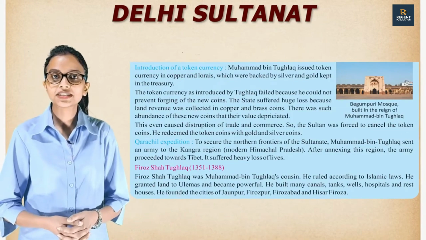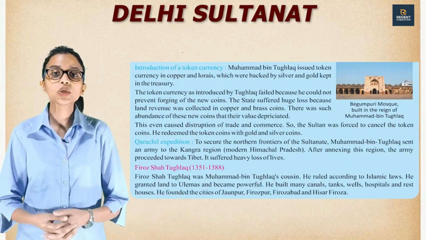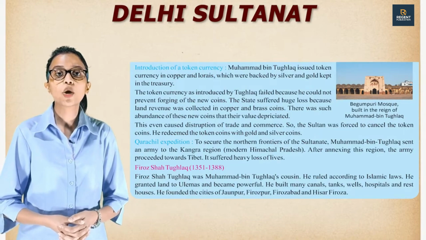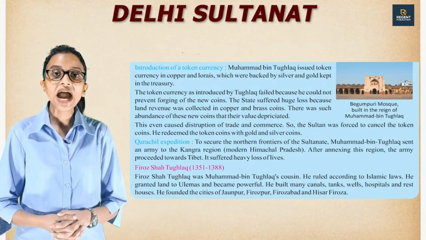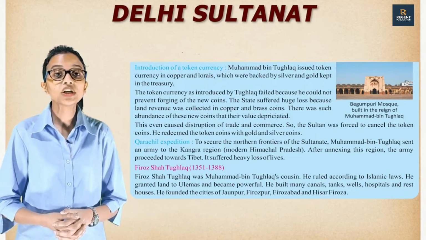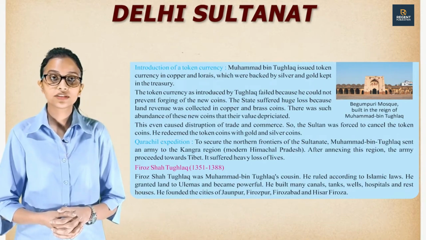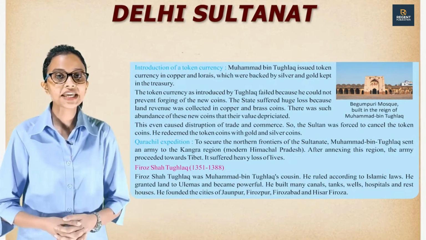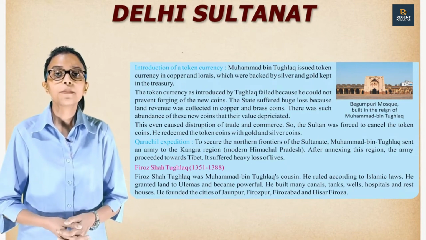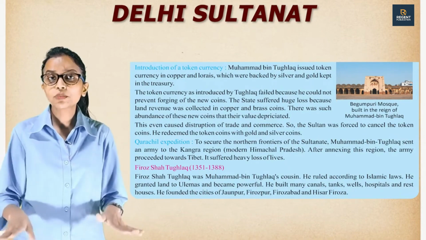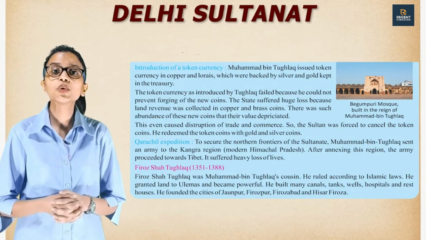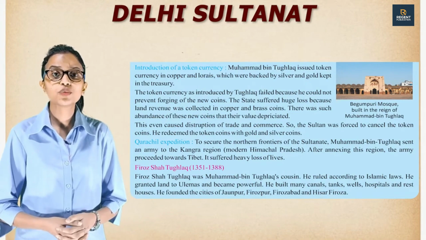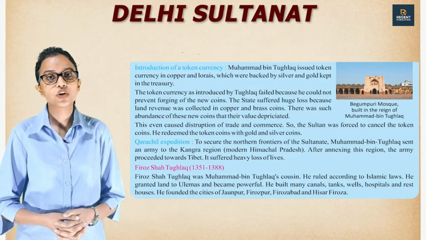Introduction of a token currency. Muhammad bin Tughlaq issued token currency in copper and brass, which was backed by silver and gold kept in the treasury. The token currency as introduced by Tughlaq failed because he could not prevent forging of the new coins, the state suffering huge loss because land revenue was collected in copper and brass coins.